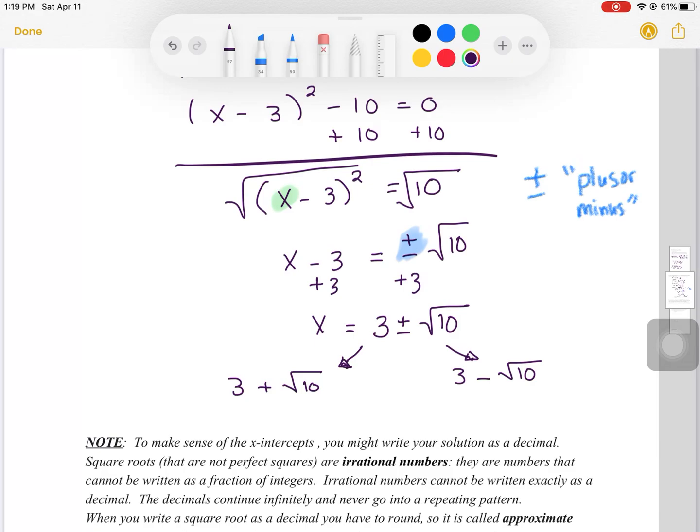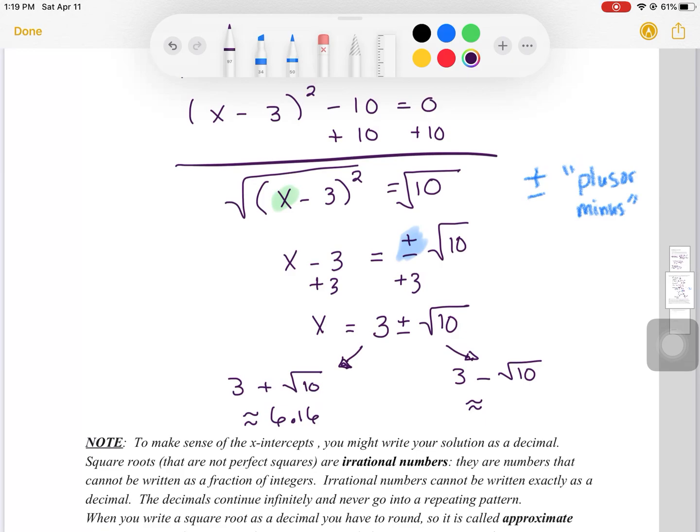And in both those situations, if I were to punch those into my calculator, the 3 plus the square root of 10 is approximately 6.16, and 3 minus the square root of 10, because the square root of 10 is just over 3. You know, the square root of 9 is a perfect square. The square root of 9 then is 3. The square root of 10 is going to be just over 3 because of that.